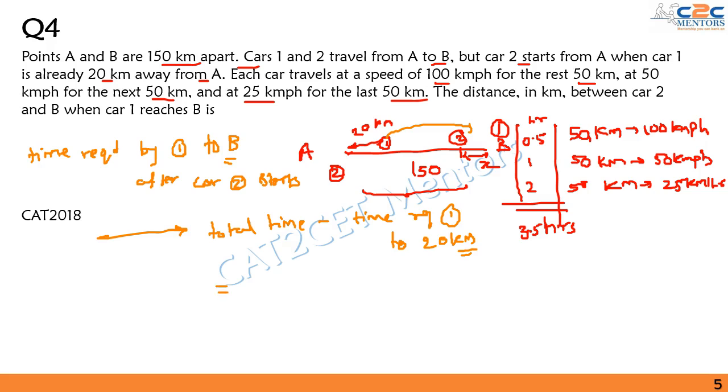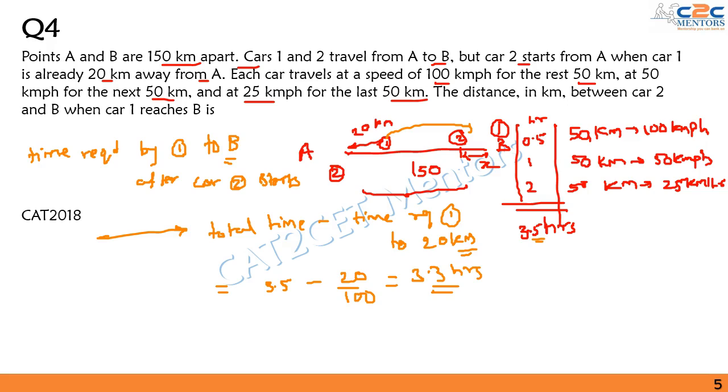So this time is equal to, as we found out that initially the net time required is 3.5 hours. Now to cover initial 20 kilometers, initially we are given that it is traveling at 100 kilometers per hour. So the time in this scenario will be 20 by 100, or we are left with 3.3 hours. Hence, after car 2 starts, car 1 is going to travel for 3.3 hours, and similarly in this time frame, car 2 is also going to travel for 3.3 hours.